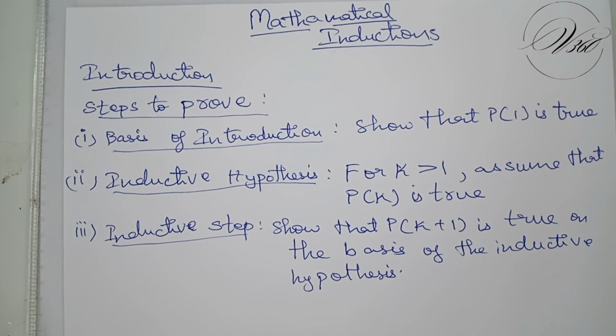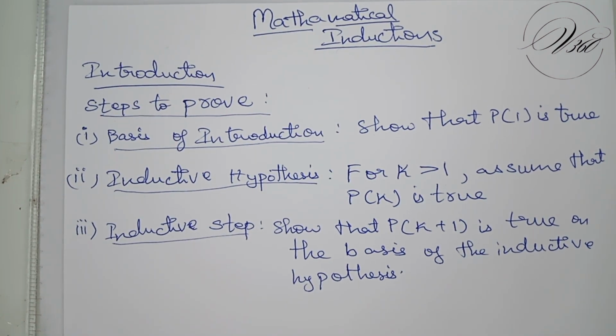So here I will explain you now. Steps to prove. We have 3 steps which are the most important to prove the problems. So the first one is basis of induction. In this, we show that P of 1 or P of any variable is true. Then the next step we do is inductive hypothesis, through which we know that k is greater than 1.